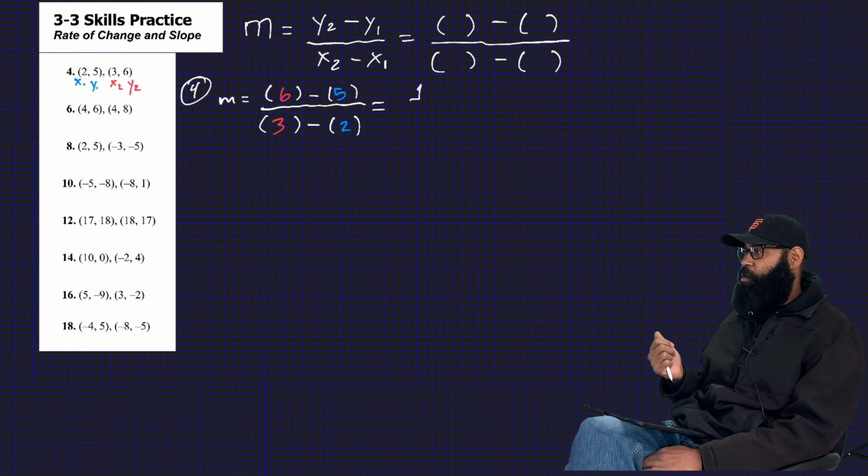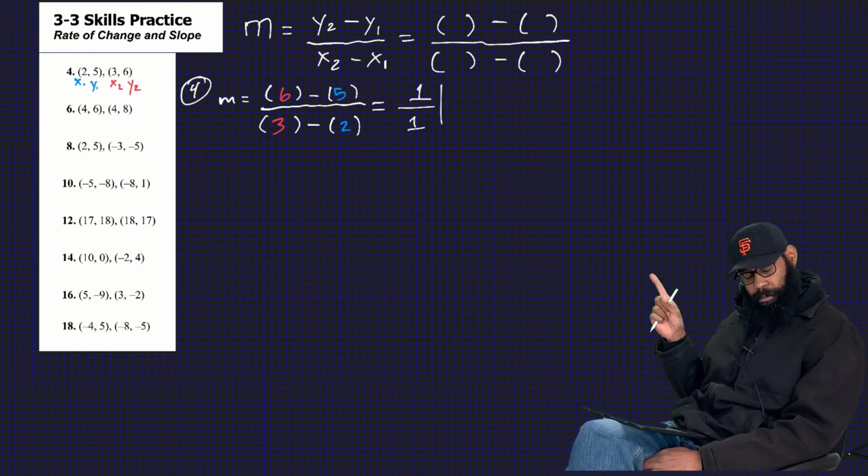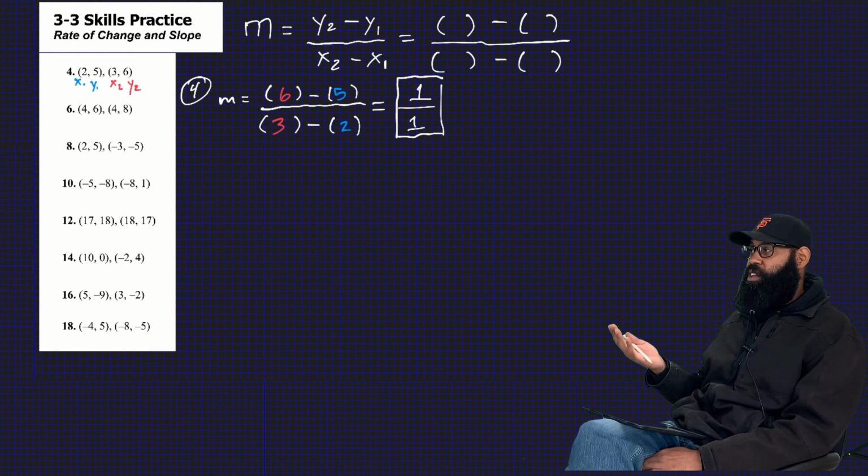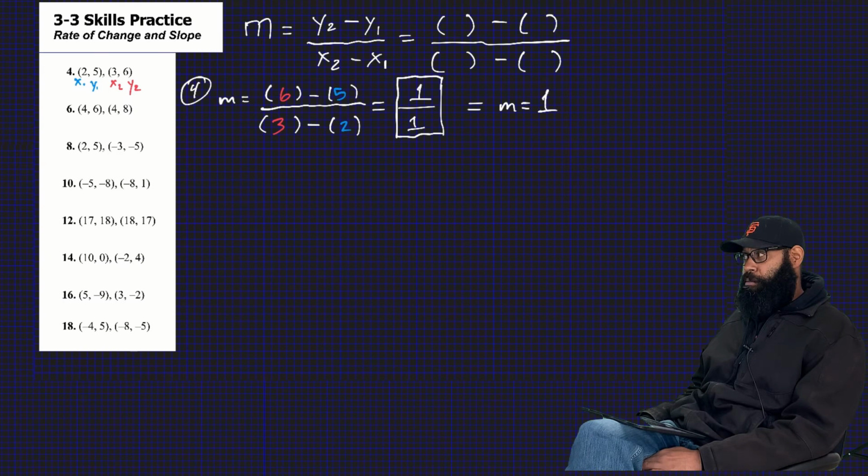That's all that matters. 6 minus 5. Good. And 3 minus 2. Good. And you got it. Your slope is equal to 1. Simplify. Make it look good. Move on. And when I say move on, number 6.